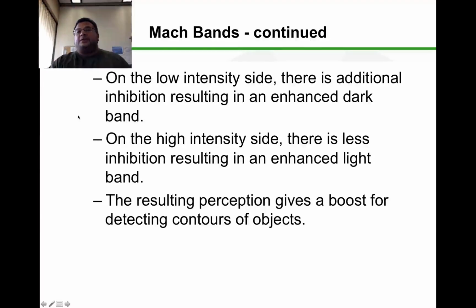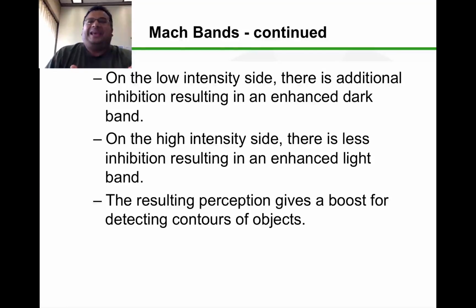So on the low intensity side, where it's dark, there's additional inhibition resulting in an enhanced dark band. That additional inhibition is because of the fact that it's sitting next to the light, and the light receptor is receiving the light, firing off, and it's also inhibiting its neighbors, including that one set of receptors that lies along the edge of the dark band. On the high intensity side, where the light is, there's less inhibition. So there's not that much inhibition on the cells that are sitting right next to the dark band, because they're only getting inhibited on 3 sides. The side that's facing the dark, they're not getting inhibited.